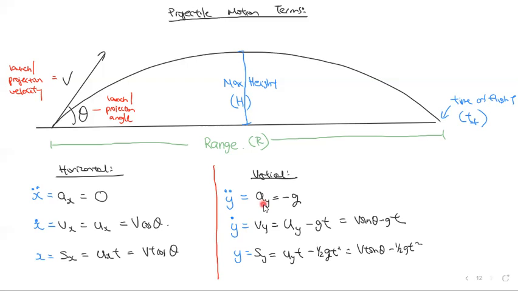Okay, so you now have these 6 equations. We've got the physics and math symbols, but they really are the same thing. Now we want to use these 6 equations to help us work out an expression for range, max height, and time of flight. And we'll be doing these one by one.